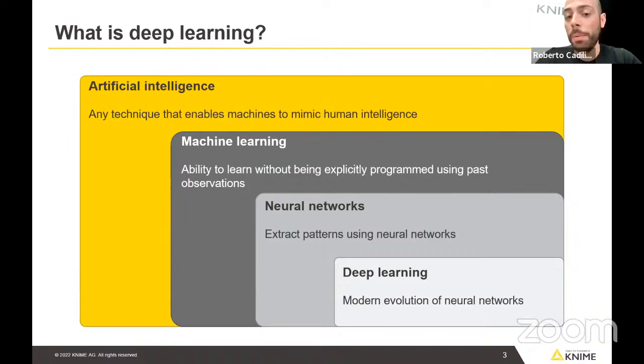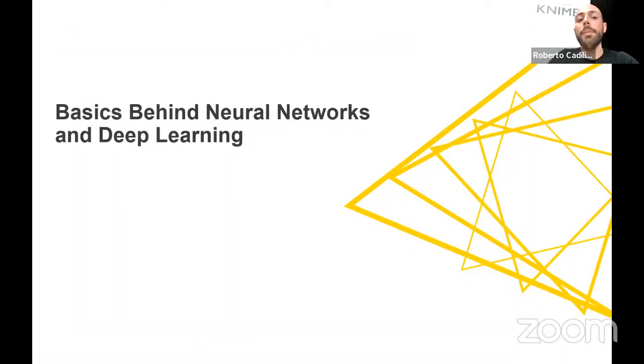And within the realm of neural networks, finally we find deep learning, which is basically a modern evolution of neural networks. They are deeper, so they can be used for much more complicated tasks. We have a wide variety of architectures there, and we will see, for example, convolutional neural networks later on in this webinar today. But let's first get a basic idea behind neural networks and deep learning.